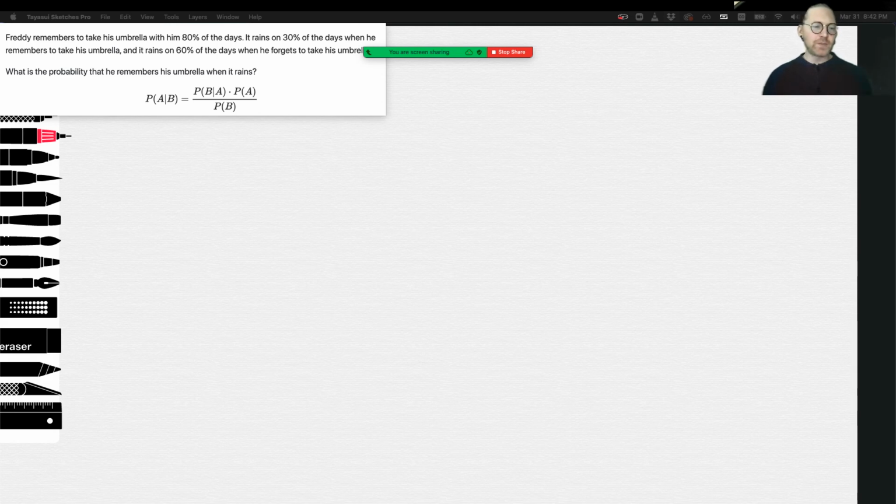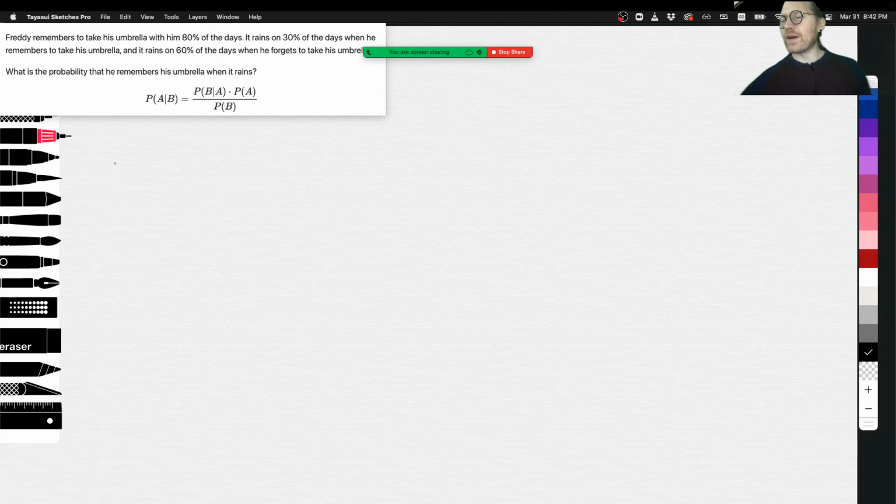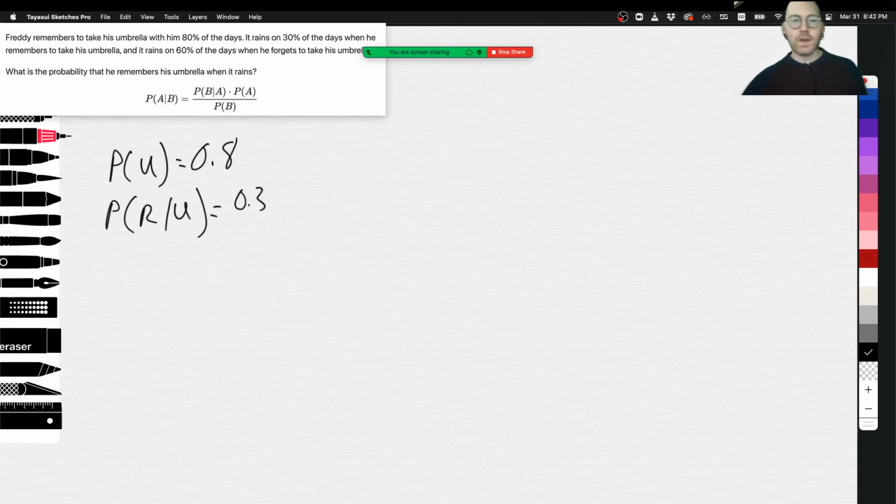So Freddie remembers to take his umbrella with him 80% of the days. I'm going to just immediately write that down. I'm going to call that the probability of umbrella, and I'm going to set that at 0.8. It rains on 30% of the days when he remembers to take his umbrella. So this is implying some sort of causal relationship that we'll just accept tacitly. But this is the probability of rain given umbrella, and that is 0.3. And then it rains on 60% of the days when he forgets to take his umbrella. So I'm going to call that the probability of rain given not umbrella. And that is 0.6.